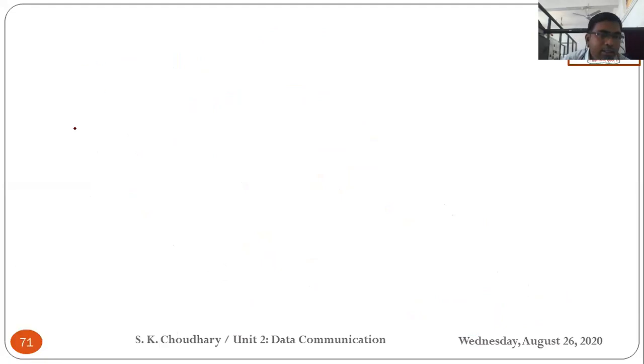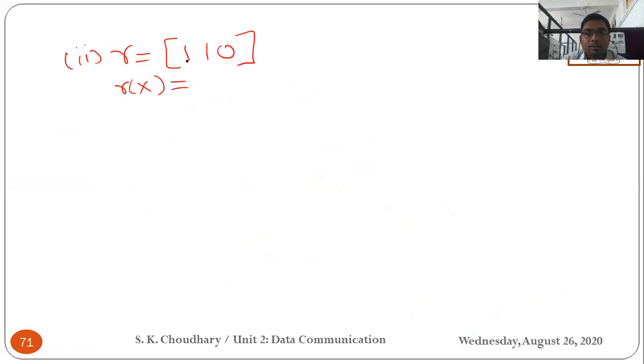So the second question is what? R is equal to 110. So what is the polynomial corresponding to this? Rx is equal to what? It is x squared plus x plus 0.